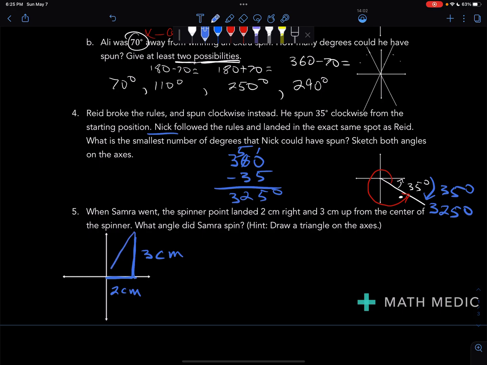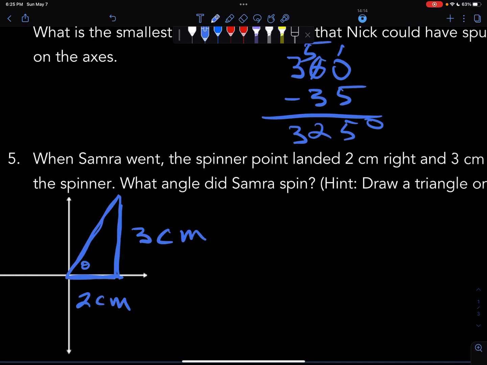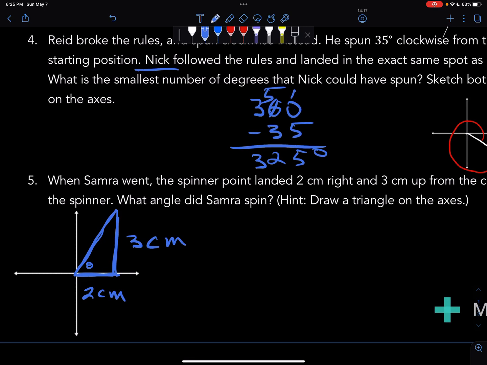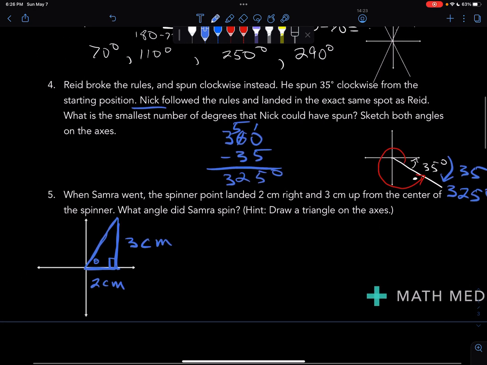Gives us the angle theta, always originates from the origin. You draw theta with a little circle and a line through. Okay, so the rest of this question says, so this obviously makes this a right angle. What angle did Samra spin? So we're trying to figure out what theta is.